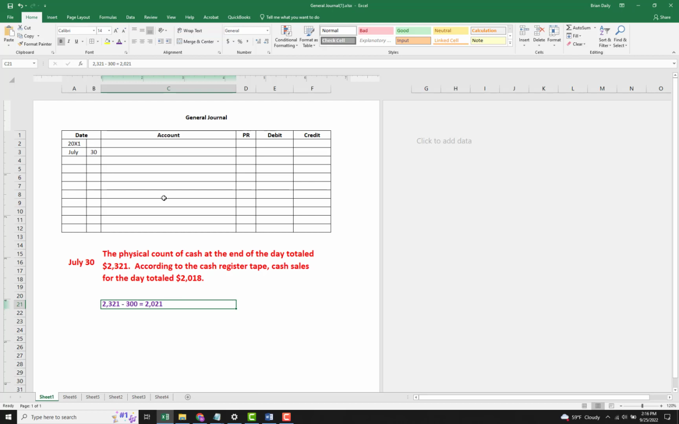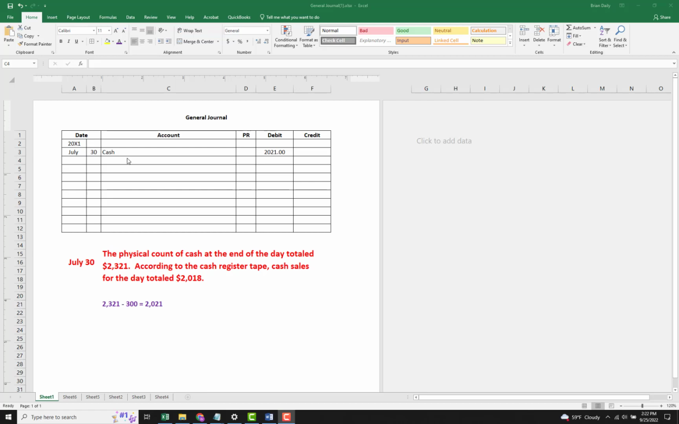So the first thing I'm going to do here is, since the business is gaining cash, cash is an asset, and to increase assets we debit them, I'm going to debit cash. Next, we realize the reason why the business gained cash during the course of the day is because it made sales. And that's what a merchandising company does to make money, is make sales.